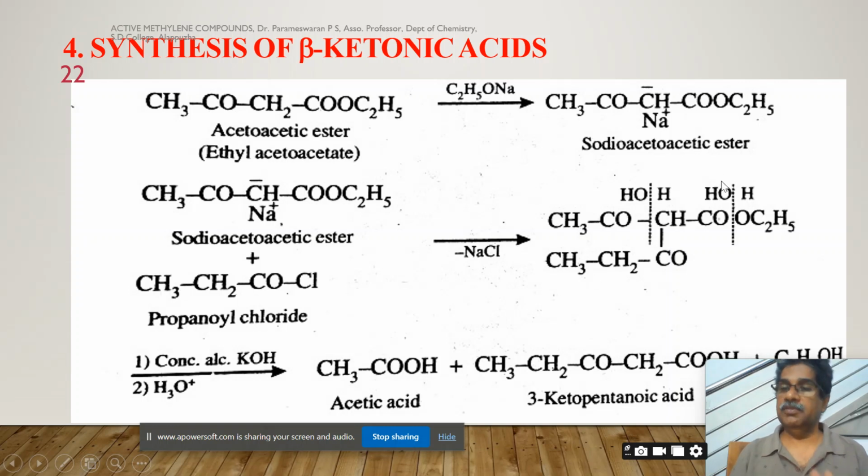When it is hydrolyzed, normal acid hydrolysis, the HO on one side, then H over the active methylene group, then OH, then H. So when it undergoes hydrolysis, this is converted to CH3CH2COCH2COOH. See, this is the COOH, and this carbon is the alpha carbon. The next carbonyl group is at the beta carbon, and it is a keto group, so it is known as beta ketonic acid. So you can synthesize beta ketonic acid. It's known as 3-ketopentanoic acid.